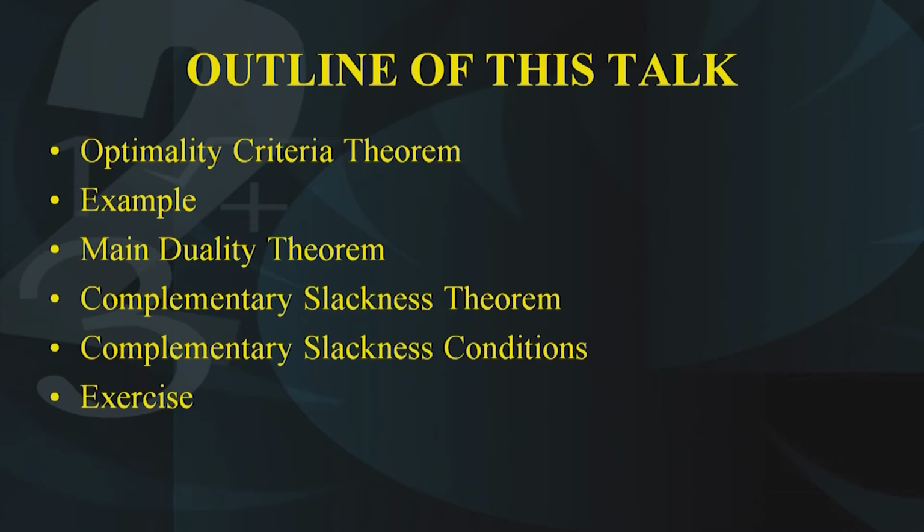Students, the flow of today's talk is as follows. First of all, we will study the optimality criteria theorem. Then we will take an example, and thirdly we will look at the main duality theorem. Then we will talk about the complementary slackness theorem, and from them we will derive the complementary slackness conditions, and finally an exercise for you to do as a homework.